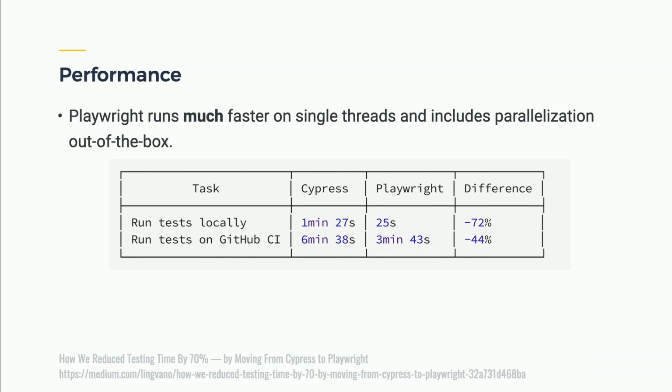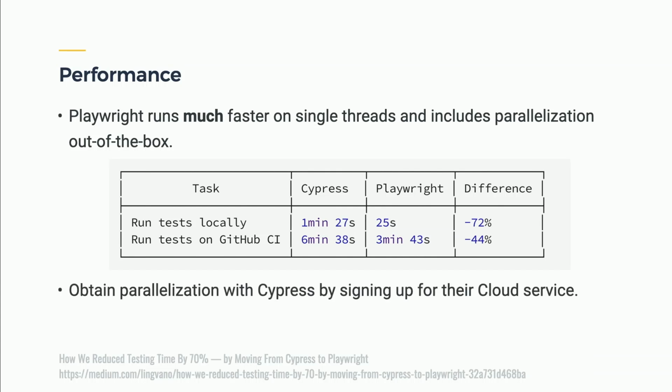So this comes from how we reduced testing time by 70%, which is a very good and valuable article. I have it in the resources links at the end that you should read. And I say in the first point, it includes parallelization out of the box. In order for you to get parallelization with Cypress, now that you can no longer use Sorry Cypress, you need to sign up for their cloud service.